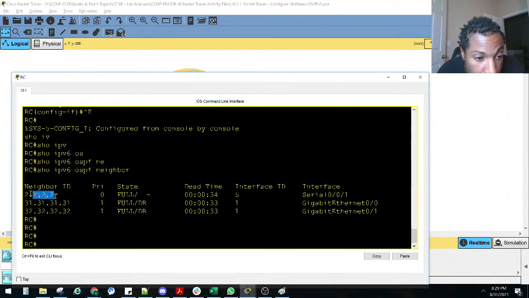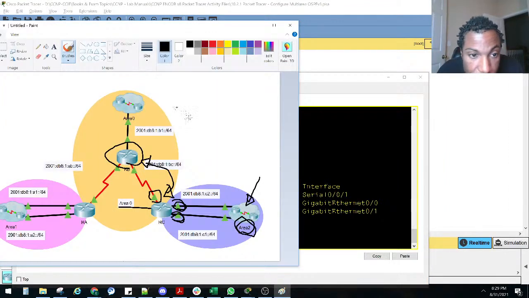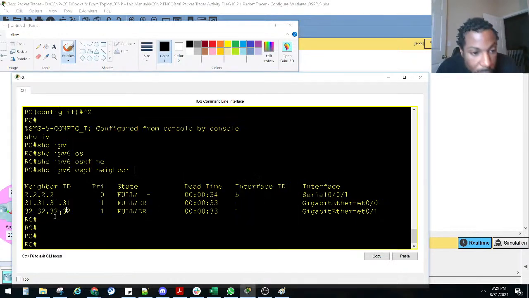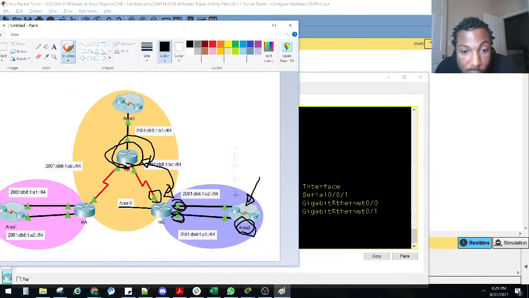So we got a neighbor of 2.2.2.2, who is what? That is this guy right over here. My bad, that's this guy right here. That's 2.2.2.2. And then we have other neighbors, 31.31 and 32.32, who are somewhere in that cloud over there, right?